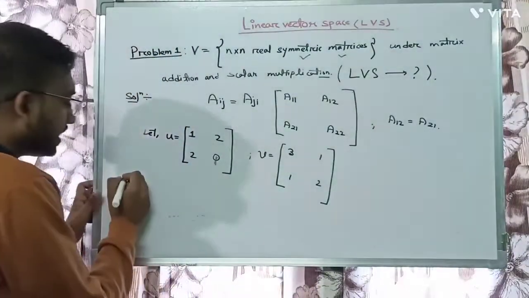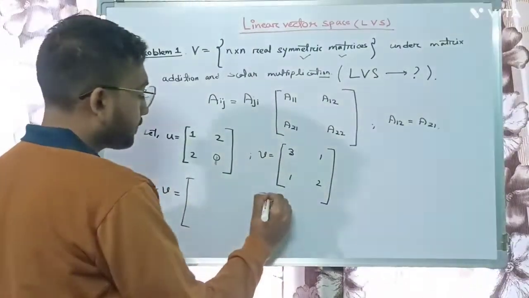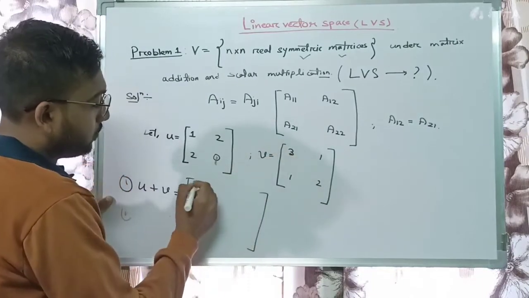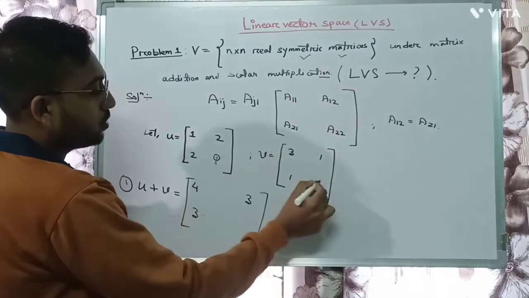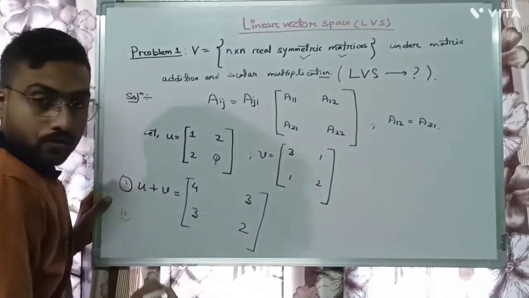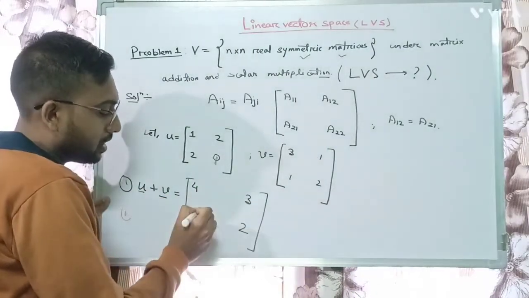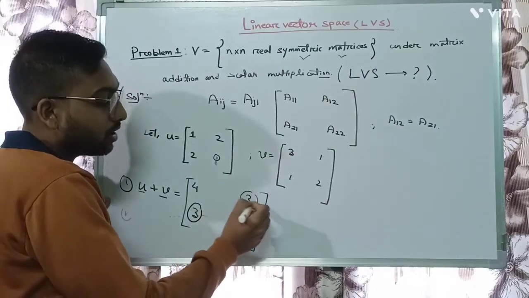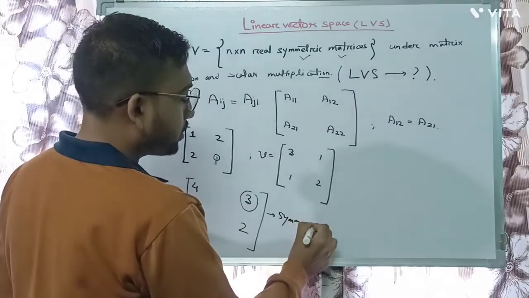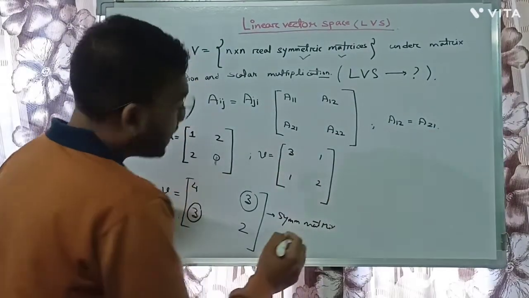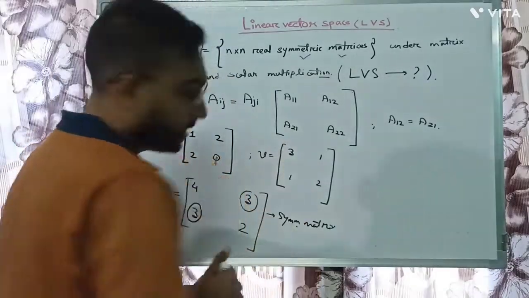So the first property is U plus V. So what is U plus V here? 1 plus 3 is 4, 2 plus 1 is 3, 2 plus 1 is 3, 2 plus 0 is 2. So when we add U plus V, we get this matrix. The elements A12 and A21 are similar, so it is also a symmetric matrix, which means it lies in this set V also. So the first property is satisfied.